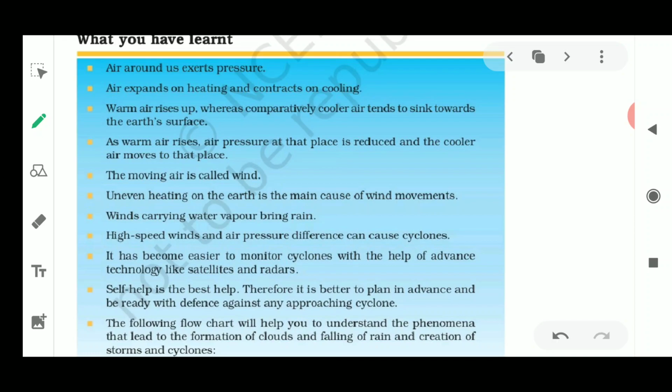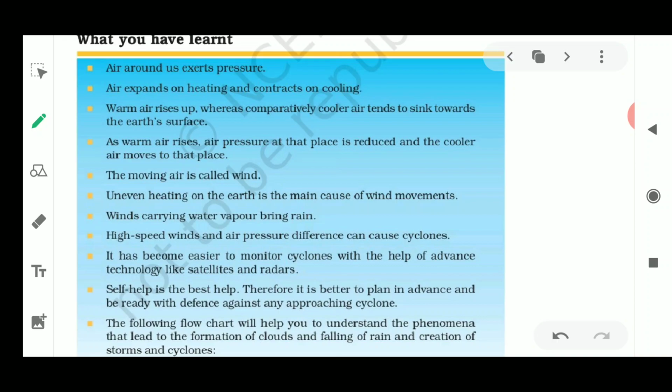With that we have also seen how to take precautions during these types of natural calamities. Now the explanation part of this chapter is over, and we are going to revise the chapter once again according to your NCERT book, point wise, as given at the end of your lesson, and then we are going to see the exercises about this chapter. So in this video I will tell you about the things which we have learnt, and then we will discuss the question answers. The first point about the chapter says air around us exerts pressure.